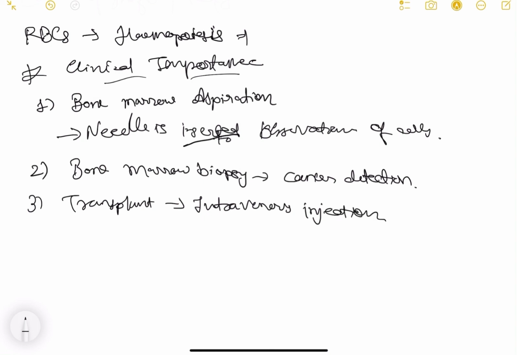So this was all about today's lecture. Blood supply of long bone we are going to do in the next lecture. It is not possible in this lecture due to some reasons. So do revise this topic.